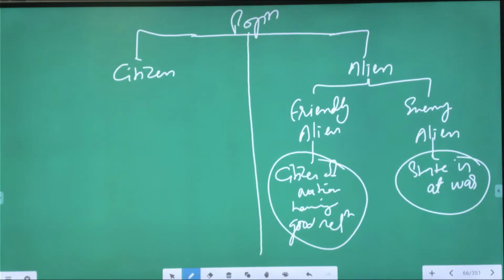Now that alien again has two different types. Friendly alien means the citizens of that nation with which the nation has good, cordial relations. Enemy aliens are those with which the nation is at war.